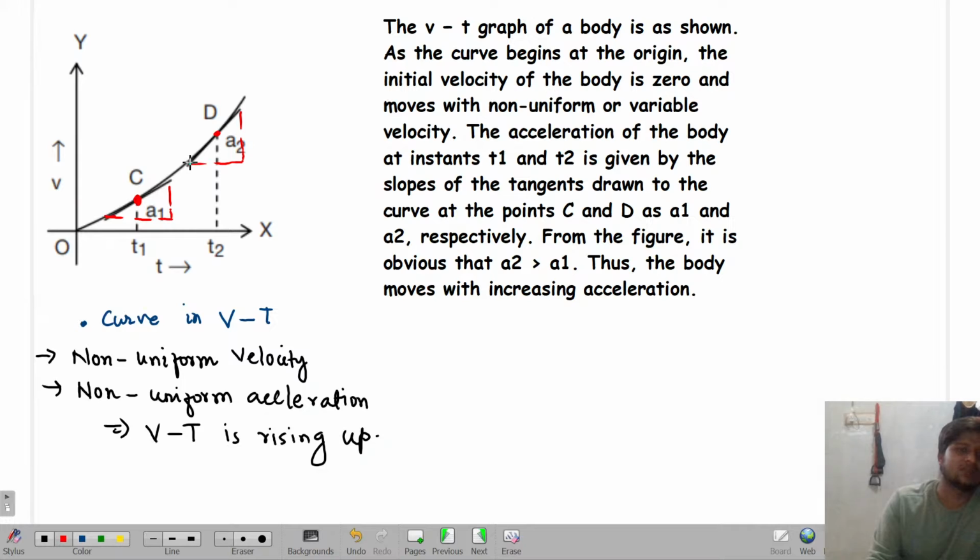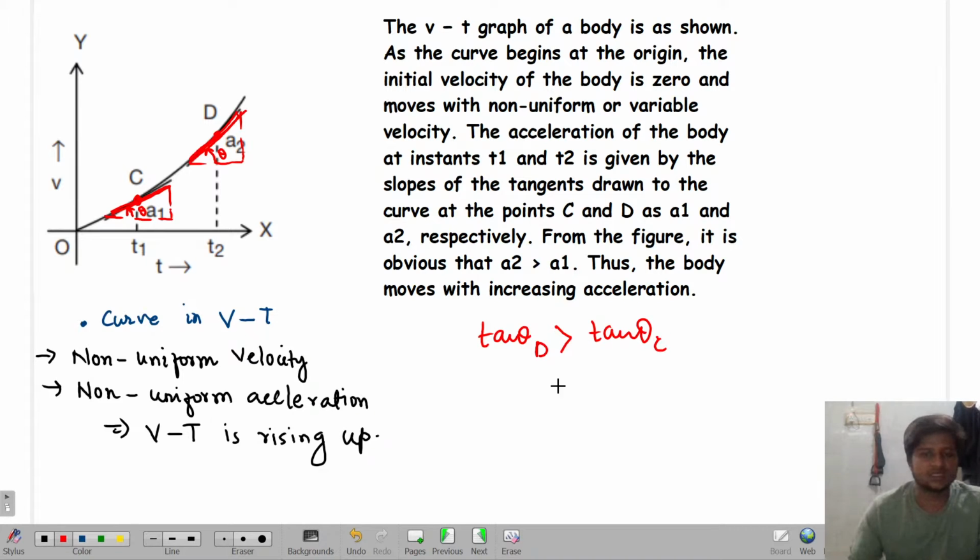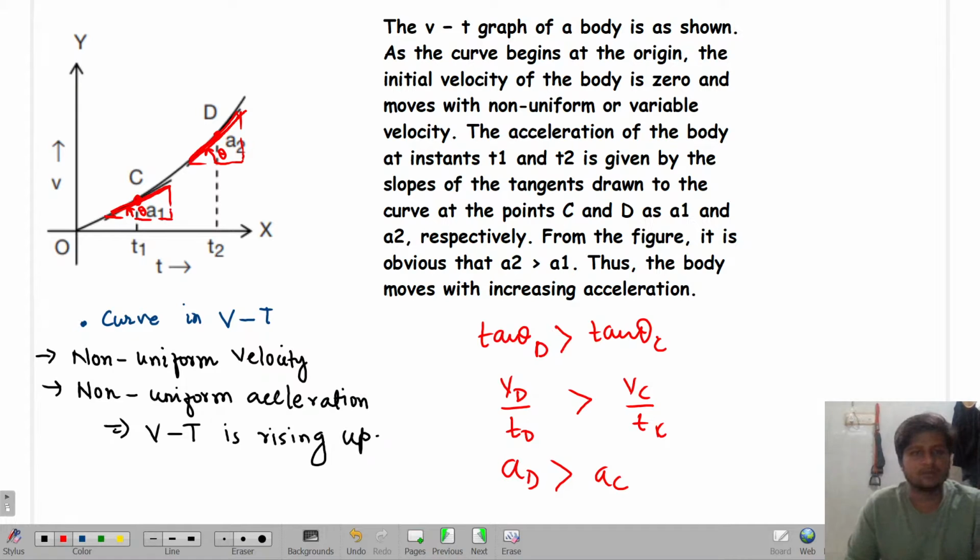What we observe is that the angle made with the x-axis by the hypotenuse at point D is much more than the angle made by the hypotenuse at point C. So tan theta at point D is much more than tan theta at point C. That means velocity at point D divided by time at point D is much more than velocity at point C divided by time at point C. This means acceleration at point D is much greater than acceleration at point C. That is the most important case.